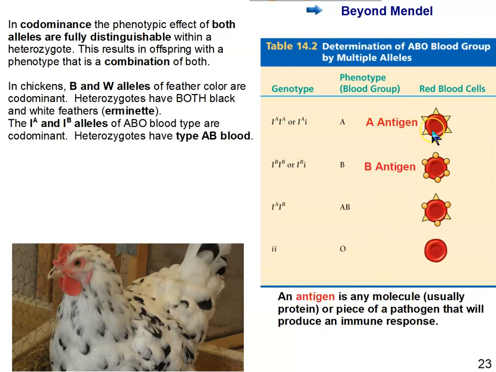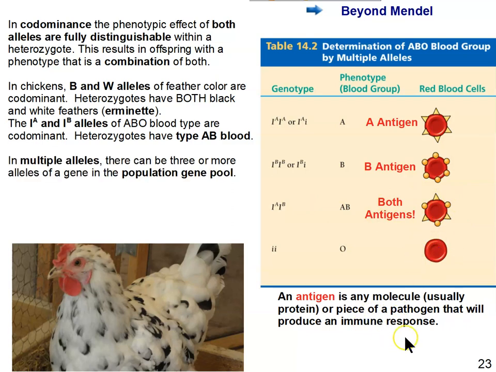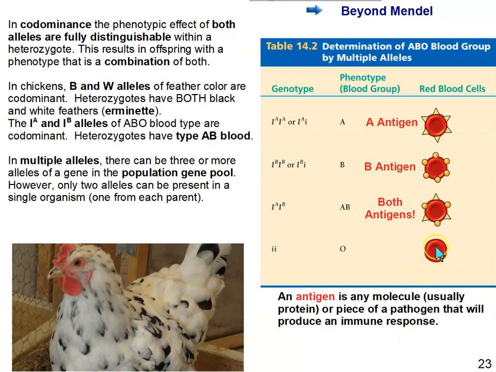So on type A blood, there's the A antigen. On type B blood, there's the B antigen. On type AB blood, there are both A and B antigens. And on blood type O, there are no antigens.